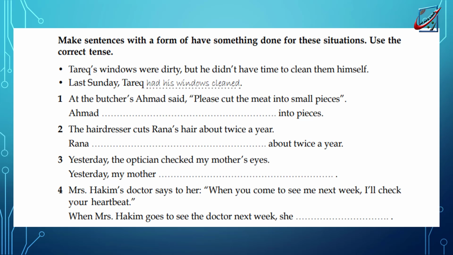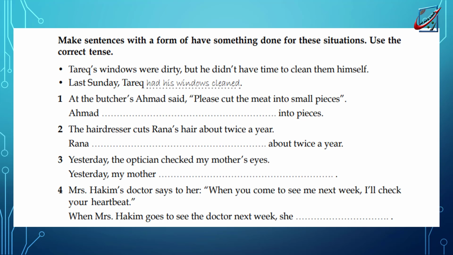Now we have an exercise to apply this rule, the causative form. Now, make sentences with the form of have something done for these situations. Use the correct tense. Now, we have here an example.